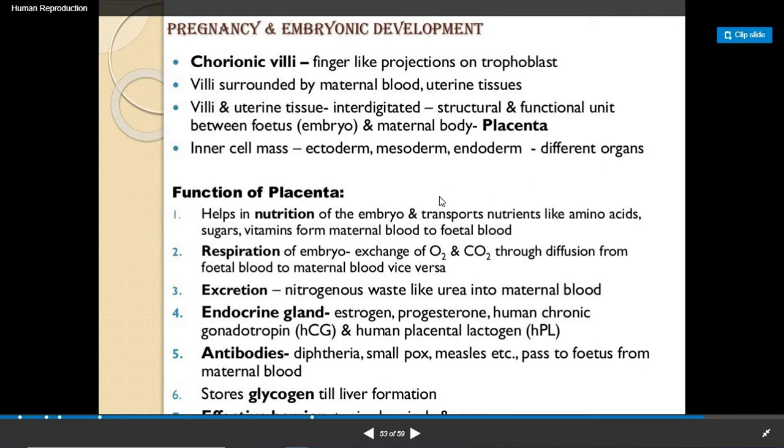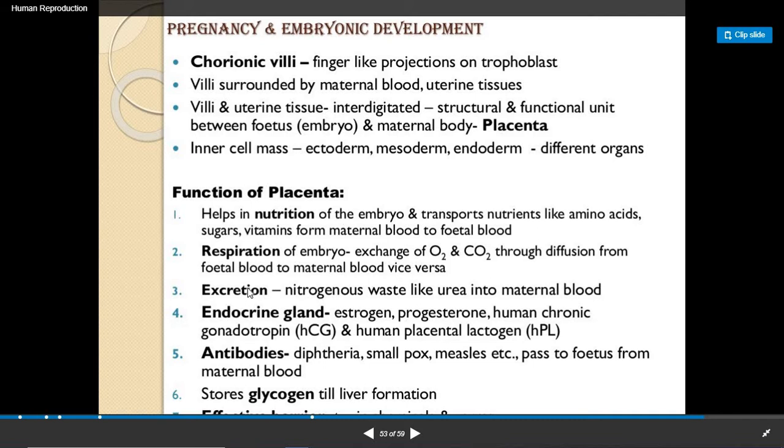Now what is the function of this placenta? First, it helps in nutrition of the embryo and transports nutrients like amino acids, sugars and vitamins from the maternal blood to the fetal blood. It also helps in respiration of the embryo, that is, exchange of O2 and CO2 through diffusion from fetal blood to maternal blood and vice versa, side by side.